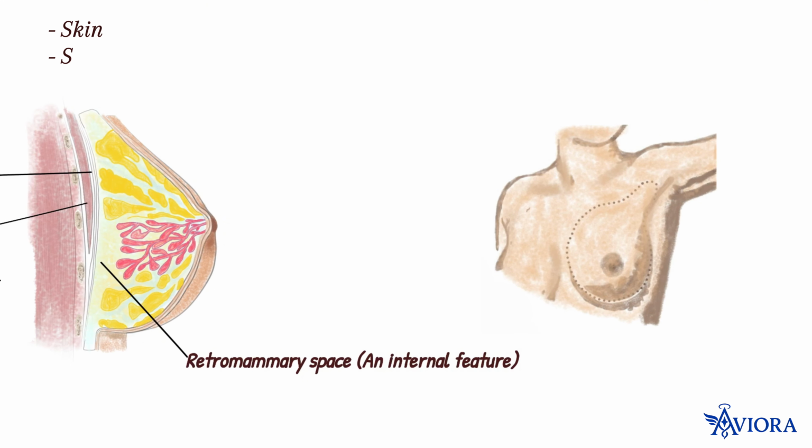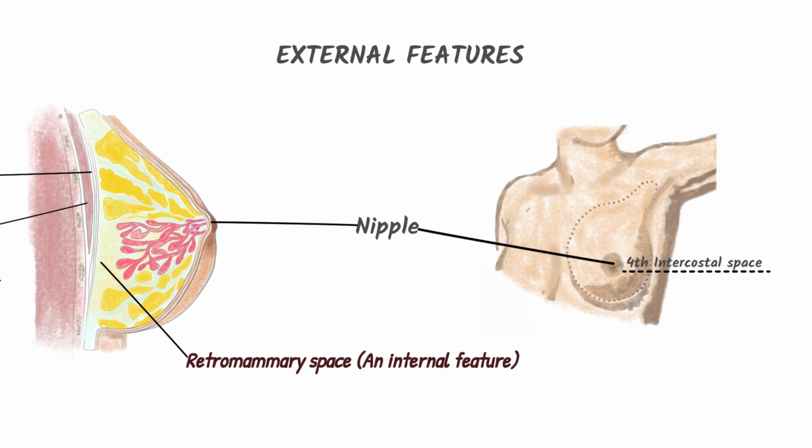The nipple is a conical projection located just below the center of the breast, usually lying at the level of the fourth intercostal space. It contains smooth muscle fibers, which allow it to stiffen, flatten, or become erect. Richly supplied with sensory nerve endings, the nipple is the most sensitive part of the breast to touch and becomes prominently erect during sexual arousal.